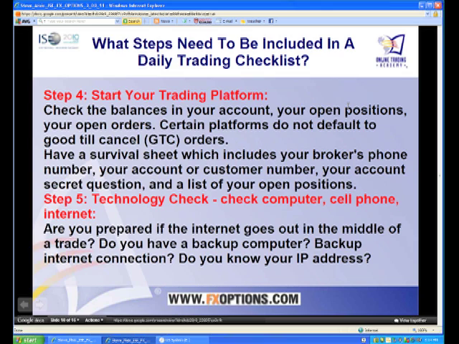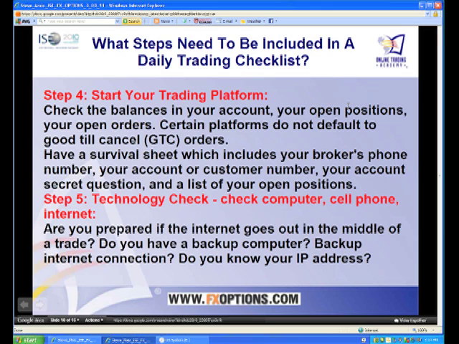As soon as you log into your trading platform, you'll start to look around to see if you have any open orders, open positions, any mistakes from the previous day, orders you forgot to cancel, or positions that have stop losses that canceled because they were day-only orders.